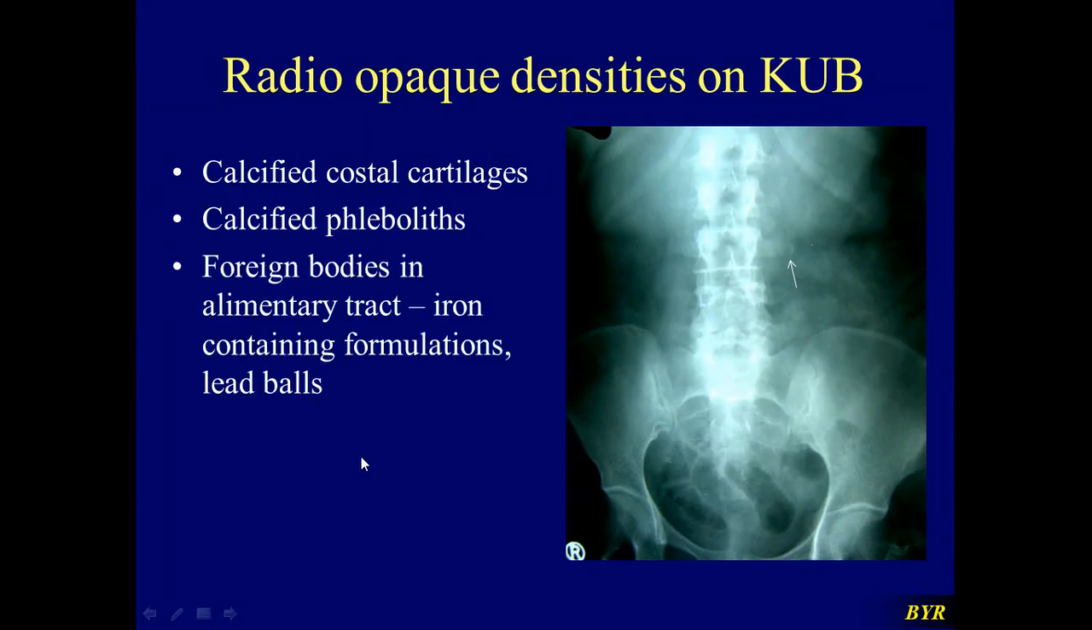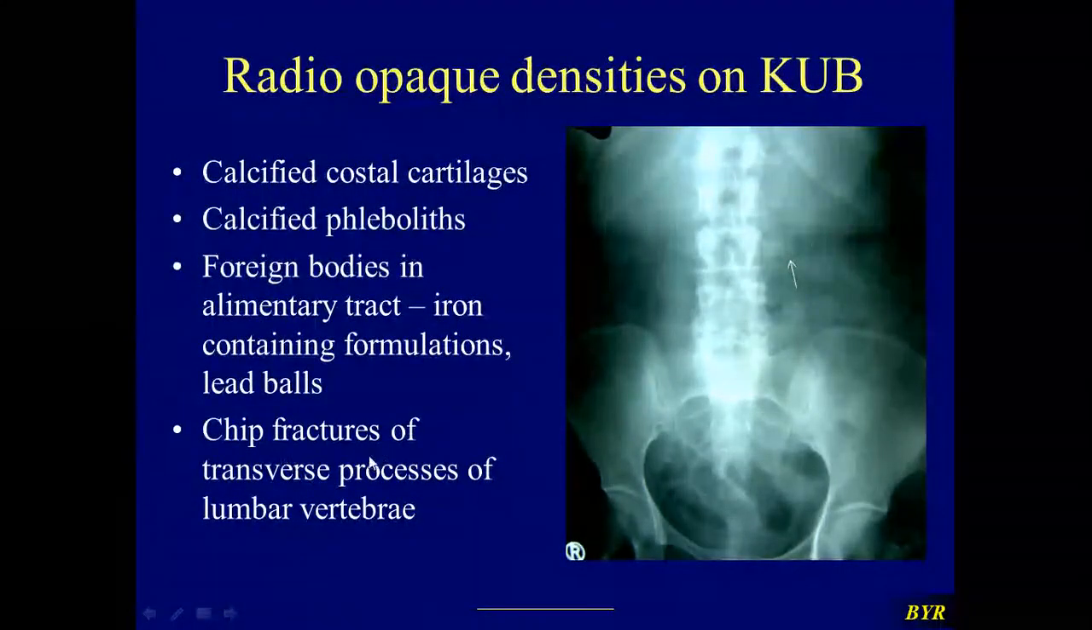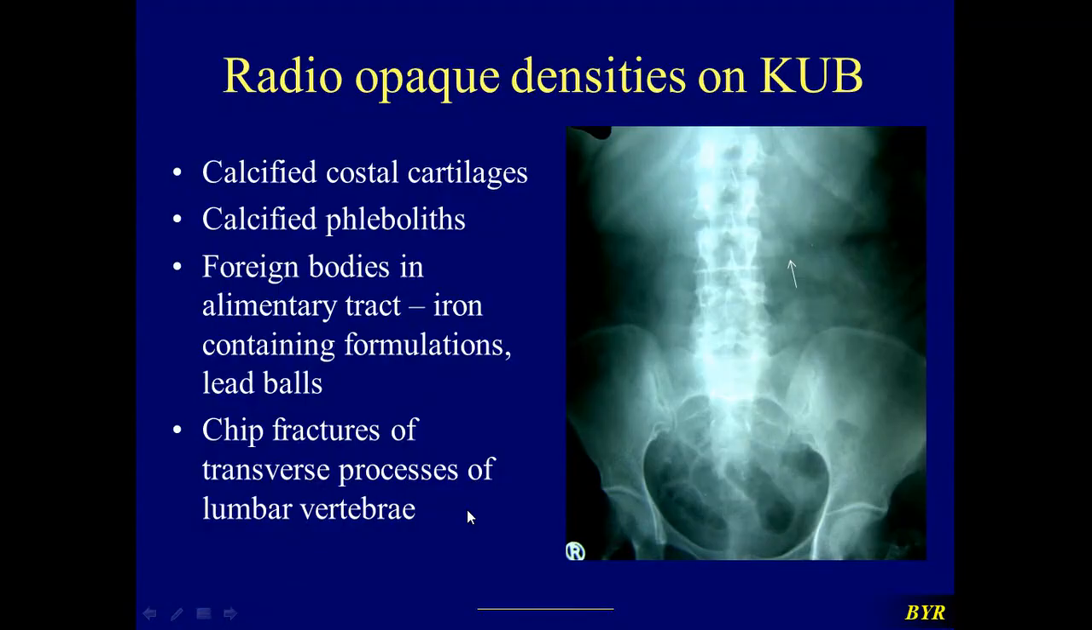Then foreign bodies in the alimentary tract, like iron-containing formulations or lead balls. Chip fractures of the transverse process of the lumbar vertebra. So these are all the examples of radiopaque densities in a KUB X-ray.